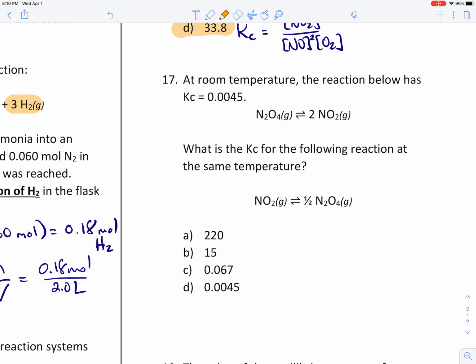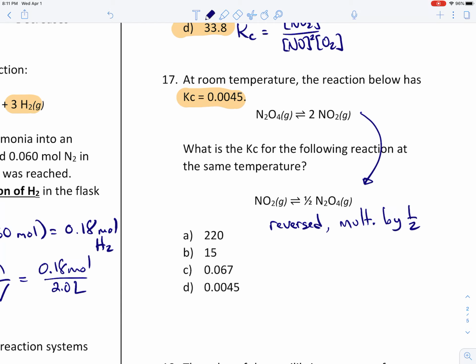Number 17, pause and give that a try. So we're given the Kc, 0.0045, for one reaction, the decomposition of N2O4. But we're looking for the Kc of a different reaction, and when we compare that reaction to the original, we see two things have changed. We've reversed the original equation to get this one, so the original equation has been reversed. We've also multiplied the original equation by 1/2. Where we used to have N2O4, now we have 1/2 N2O4. So we've multiplied by 1/2.